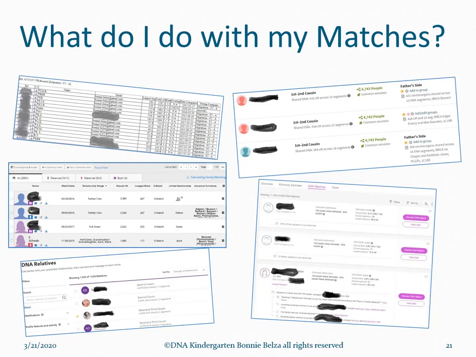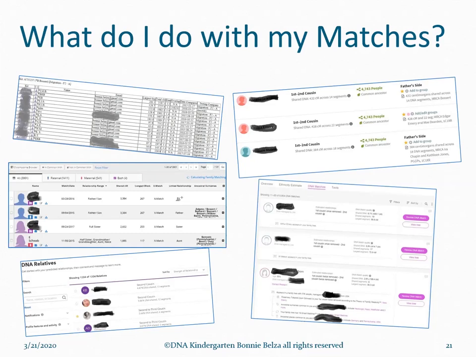The upper right is a picture of Ancestry. You'll notice that all the sites give us clues about our matches before we even dig into their information. They're all telling us whether the person is a male or a female. They all try and give us a hint as to what type of relationship we might have with this match.